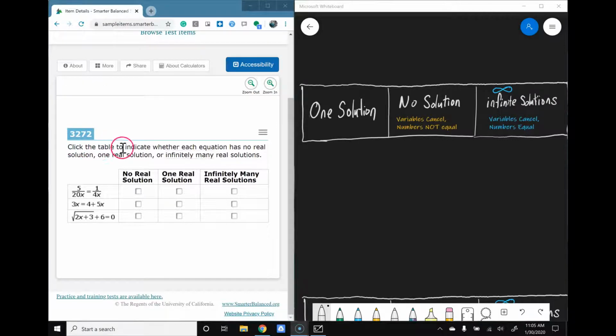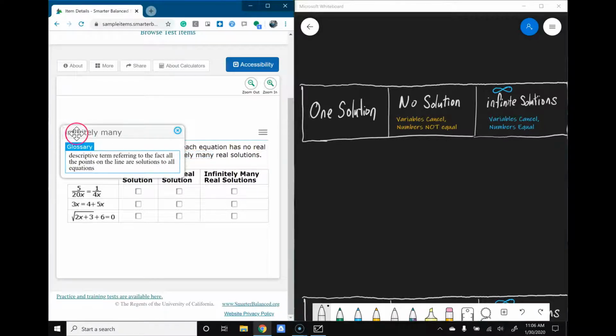Click the table to indicate whether each equation has no real solution, one real solution, or infinitely many real solutions. Infinitely many has a lookup word option. Let's click it. Infinitely many is a descriptive term referring to the fact all the points on the line are solutions to all equations.